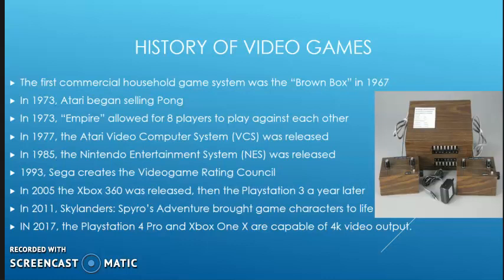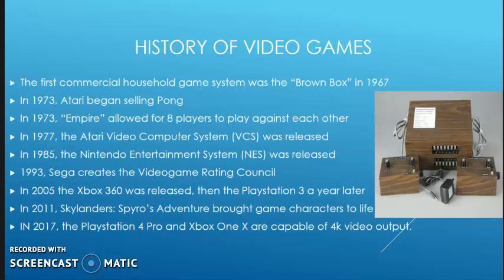The first commercial household game system was the Brown Box in 1967. It was created by Ralph Baer. It was a vacuum tube circuit that would be connected to a TV and allow two users to play. It could be programmed to play ping pong, checkers, and sports games because at the time there obviously wasn't any Call of Duty or Fortnite, so these were your basic games that you could play.